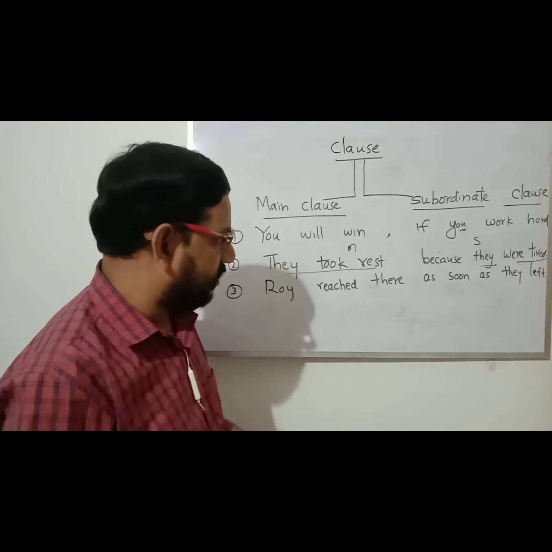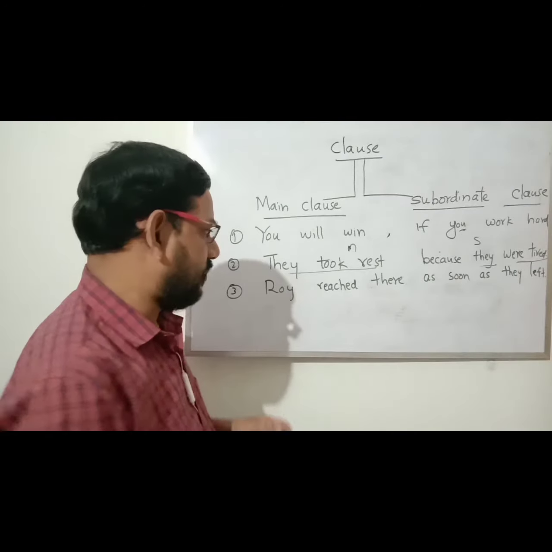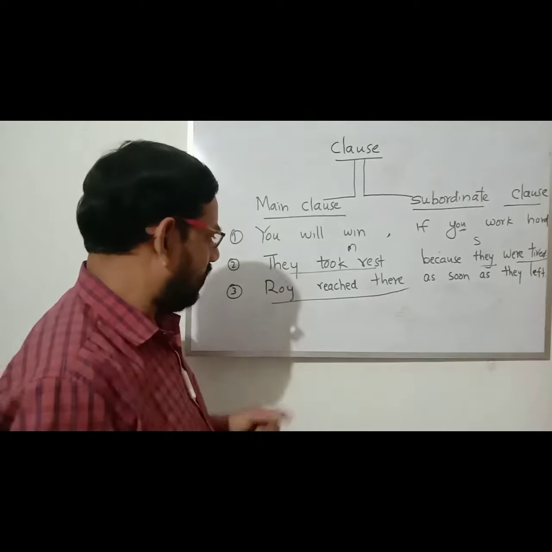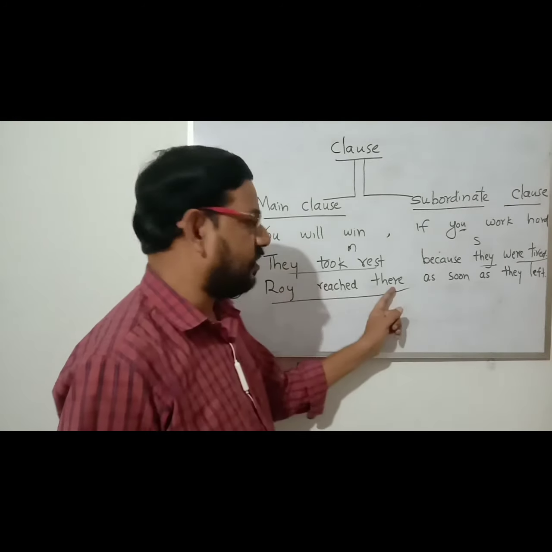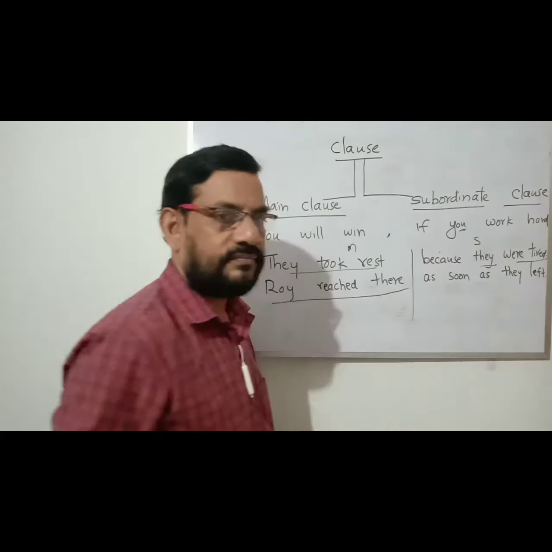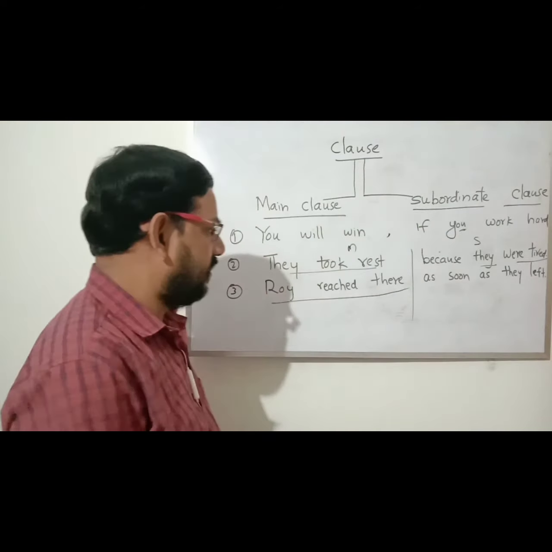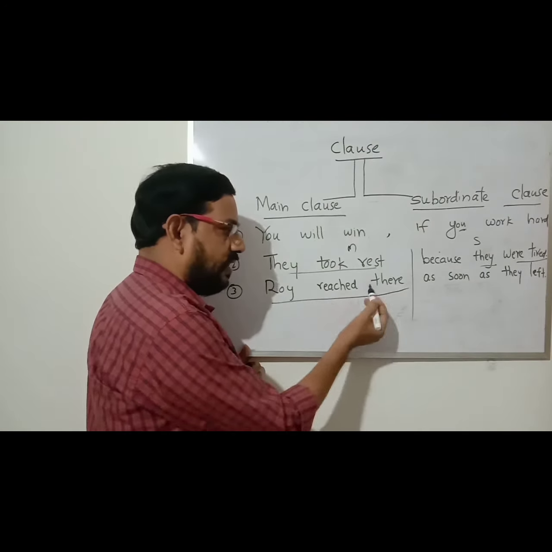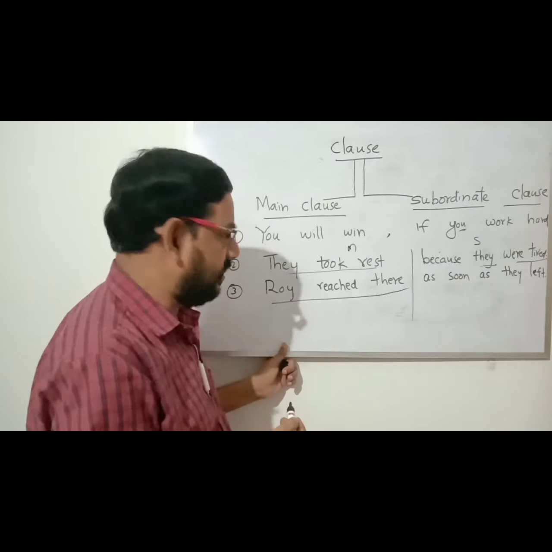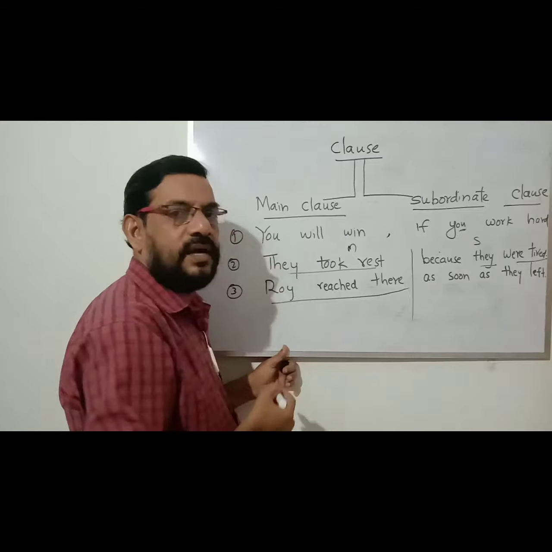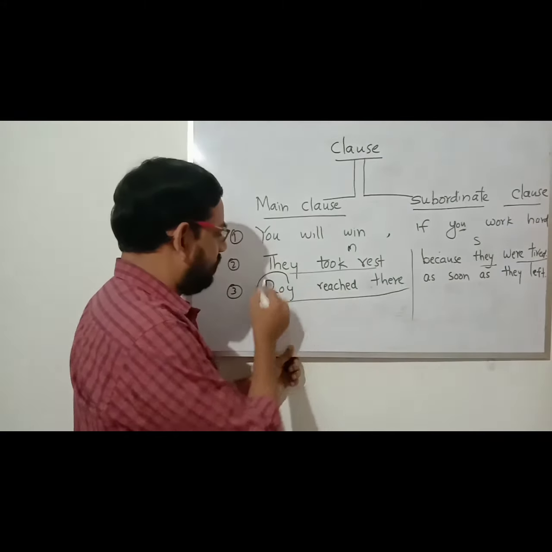Now we can examine the sentence and we will know that there are two parts in this sentence. They are: Roy reached there, that's the first part, and as soon as they left, that's the second part. Now we can check the first part, whether there is a subject and predicate in it. We can check whether the essential elements are provided or not.